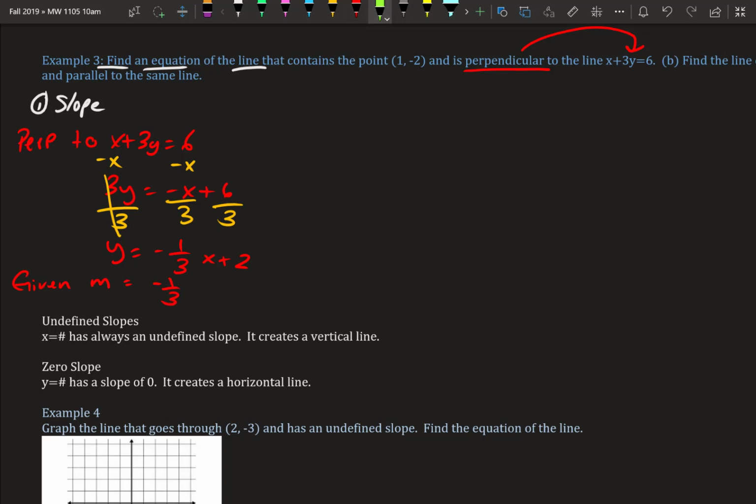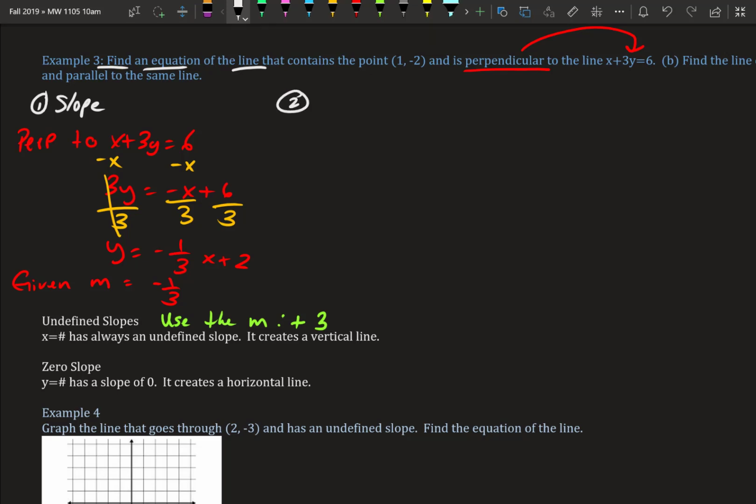But it says it's perpendicular to this. So that means we're going to flip -1/3. So what's the opposite of negative? Positive. If you flip 1/3, it becomes 3. So we're going to use +3 as our slope, because that's perpendicular to -1/3 slope.